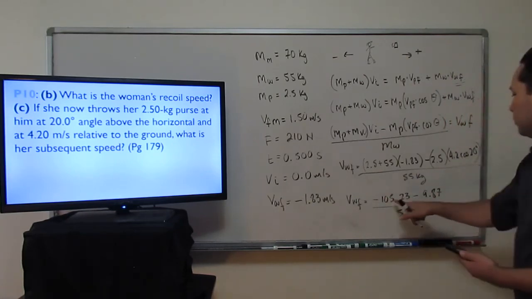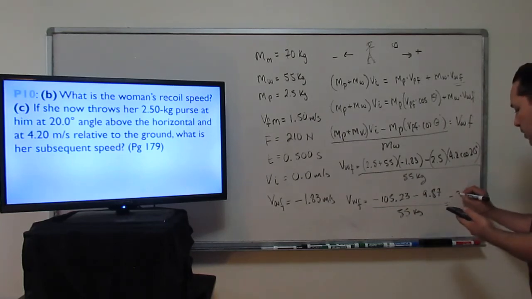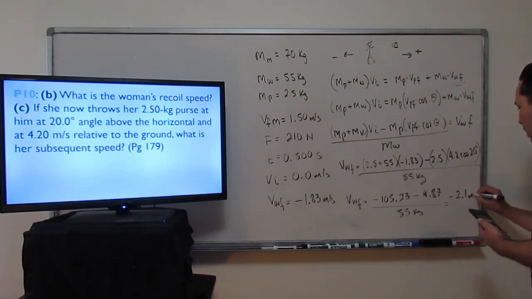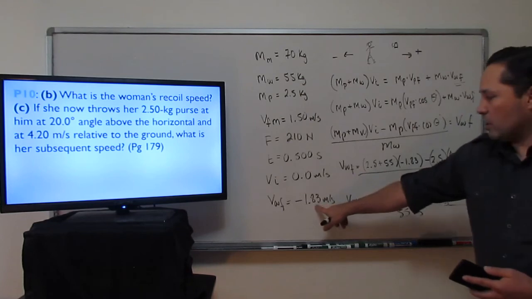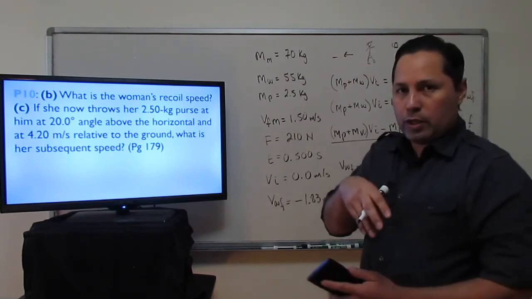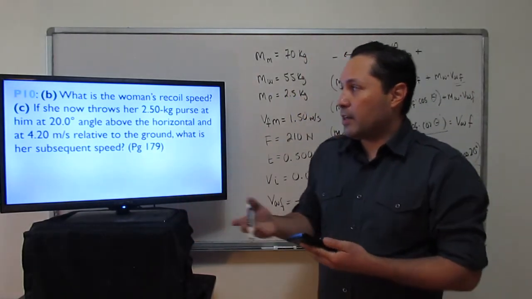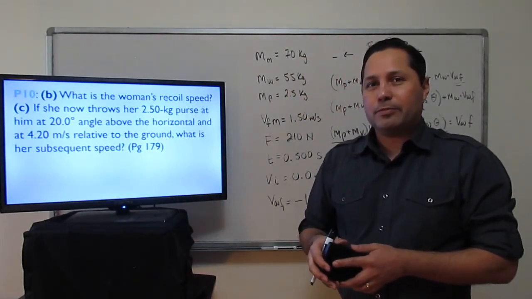So put both of those together, divided by 55, and it gives us her velocity, which is negative 2.1. I'm going to round that off to 2.1 meters per second. And yes, she increased her speed from 1.8 to 2.1 because after she throws it in the opposite direction, she's going to recoil back. All right, that takes care of problem C.